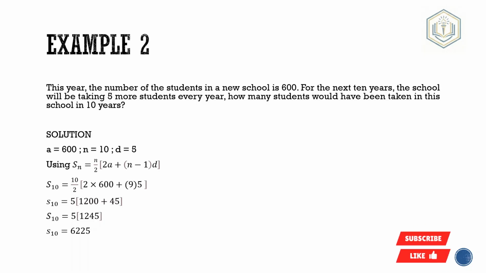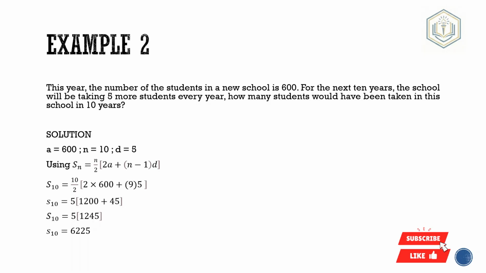So where the last term is not known, we're meant to use the formula for the sum of the n terms, and that is S subscript n equals n over 2, open a bigger bracket, you have 2 times your a, plus, smaller bracket, open n minus 1, close the small bracket, multiplied by your common difference, which is d, then you close the bigger bracket. Remember that your n equals 10. First term a, which is 600, and the common difference is 5. Just substitute all these values and you will get what you are looking for.